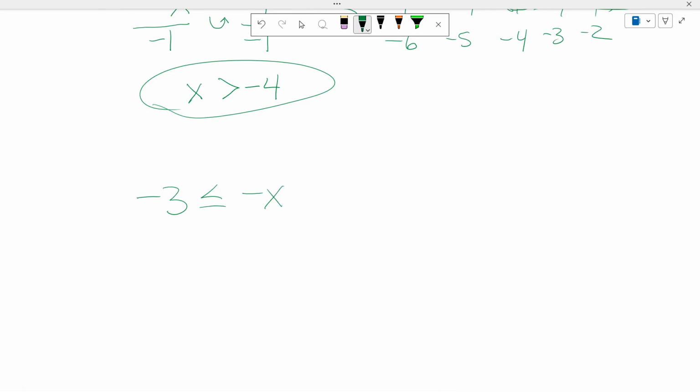Okay, here we have a couple things to do. The first thing that I want you to do is get the variable onto the left-hand side. Okay? So if we flip things around, then -x goes to this side, -3 goes to this side, and which way is our arrow pointing? We want to point it to the right. It needs to flip around. Okay? It needs to flip.